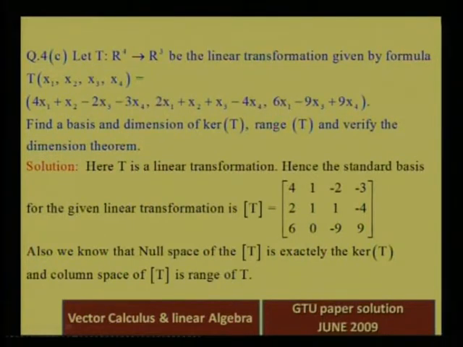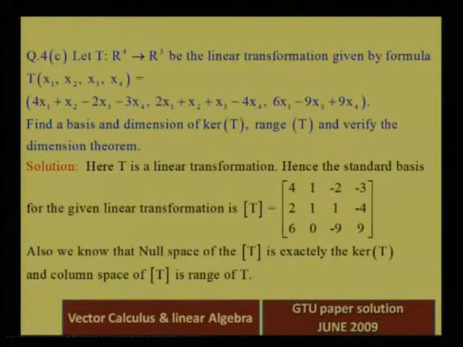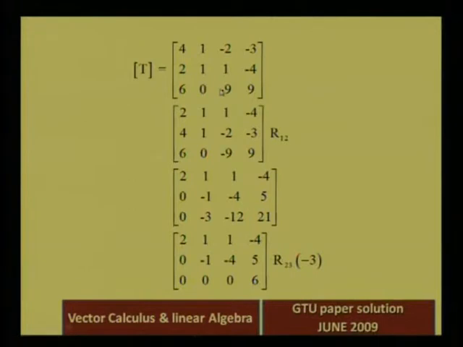So let's see, this is our standard matrix: 4, 1, minus 2, minus 3, 2, 1, 1, minus 4, 6, 0, minus 9, 9. Now first, we simply interchange the first and second row. The next process is to convert this matrix into a row echelon form.